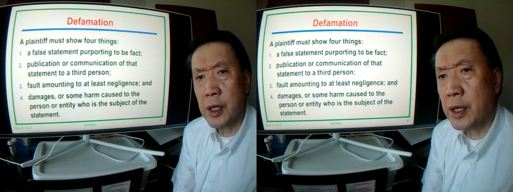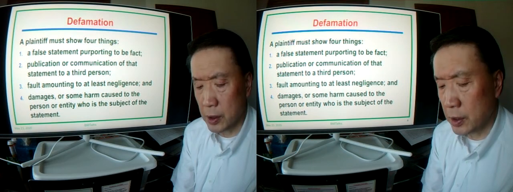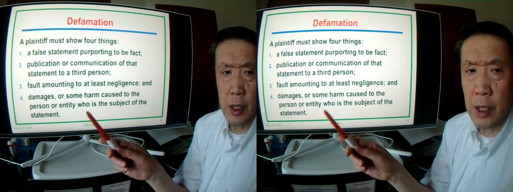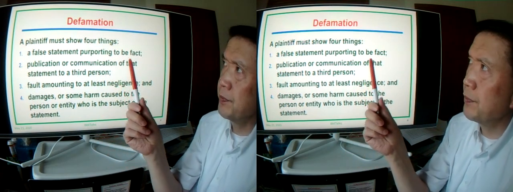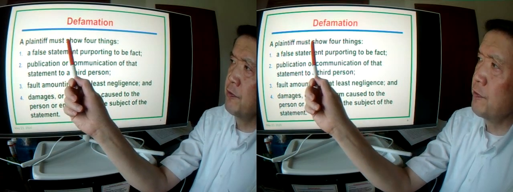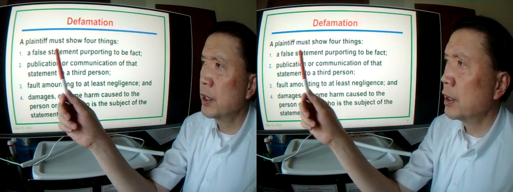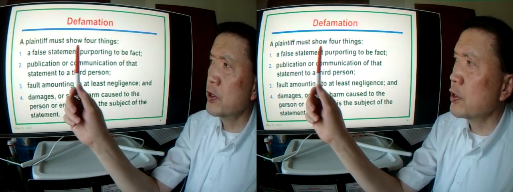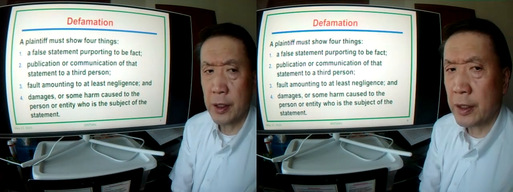Some may think about the liability of defamation. Let's look at the legal definition of defamation. A plaintiff must show four things. First, a false statement purporting to be fact.